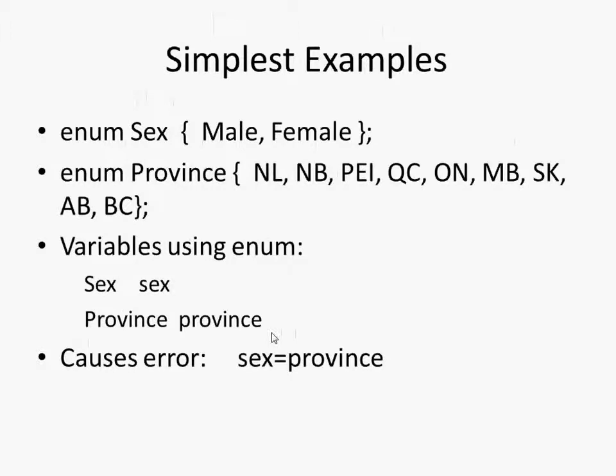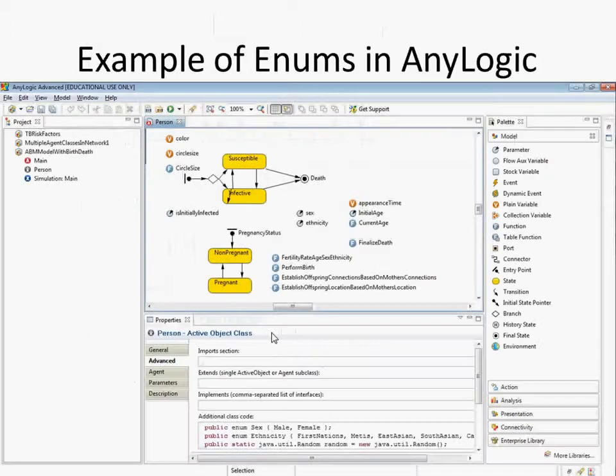Then we could say, okay, this is someone's sex, this is someone's province, and this will cause an error. Never the twain shall meet. They're distinct. And it knows what NL is, what ND is, what PEI is, even though you folks may not. So, for example, if you open up this ABM model with birth depth, you'll see a bunch of enums, sex, ethnicity, are defined, and then we can use those constants within the code.